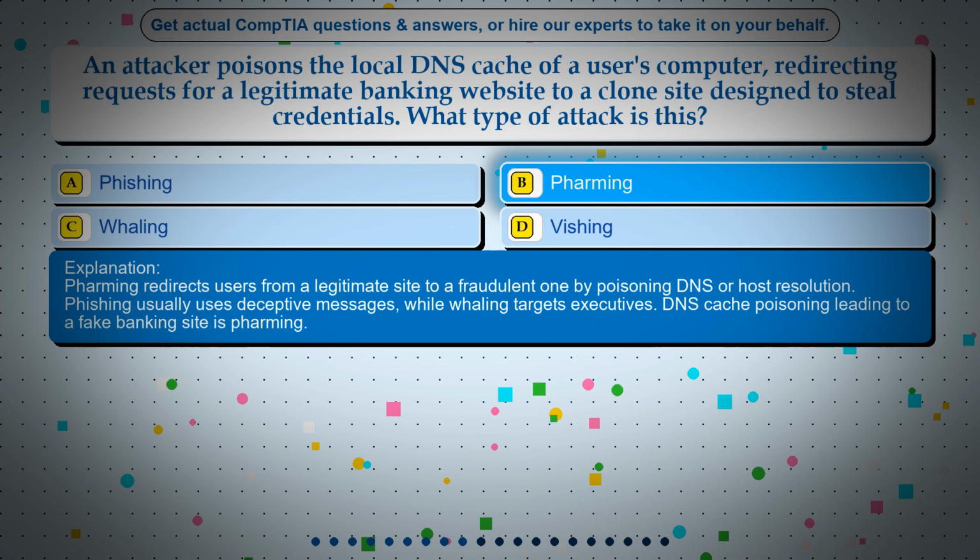Pharming redirects users from a legitimate site to a fraudulent one by poisoning DNS or host resolution. Phishing usually uses deceptive messages, while whaling targets executives. DNS cache poisoning leading to a fake banking site is pharming.